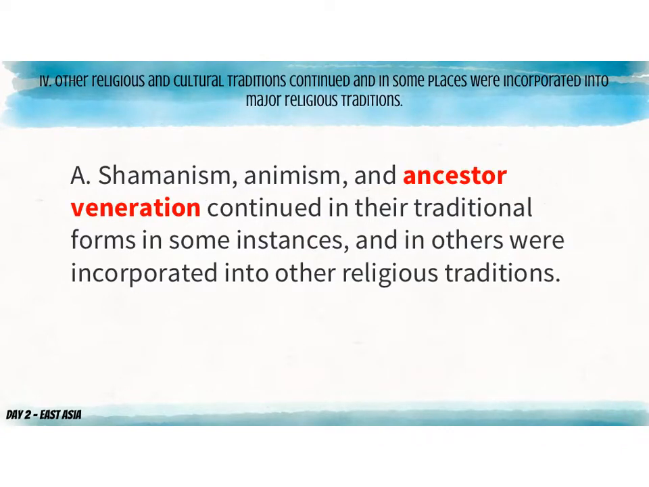This particular key concept is about incorporating traditions into other major religious belief systems. The one that we're going to focus on here for East Asia is the idea of ancestor veneration or ancestor worship. This was a common cultural practice that had already existed in East Asia, and it becomes an important part of Confucianism. And just to remind you, ancestor worship is the idea of continuing to pay respect and reverence to ancestors even after they have died.